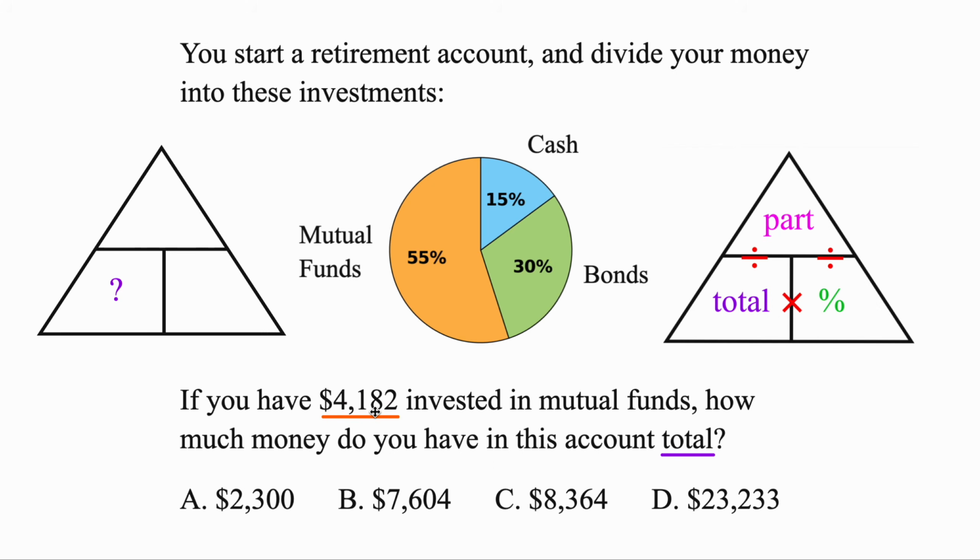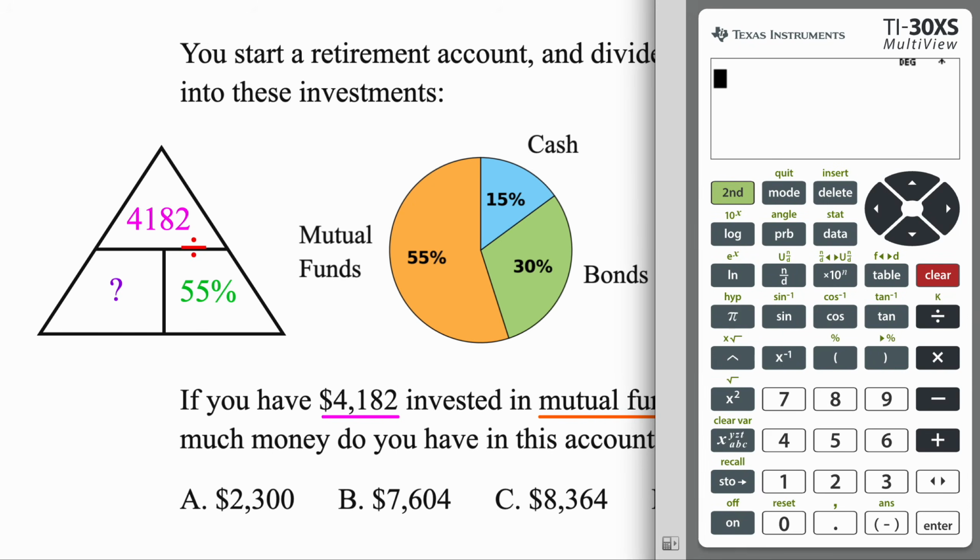Well, we've got $4,182 invested in mutual funds. So is this just part of our money or the total? Well, it's definitely part, because it's represented by mutual funds, and those are 55%. Anytime you have a certain amount that represents less than 100%, that one's going to go up top as the part right here. Okay, and like we said, we know that that's 55%, so we'll put that bottom right there. But that's it, because now we've got top divided by the bottom to find out the total in this account here.